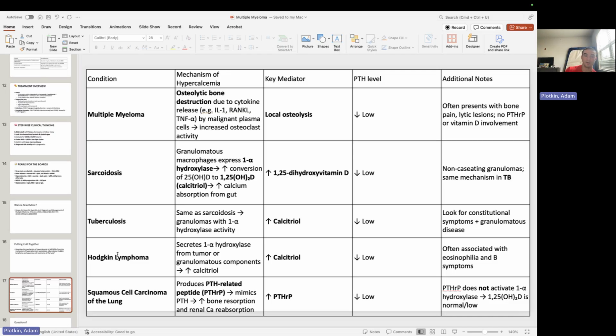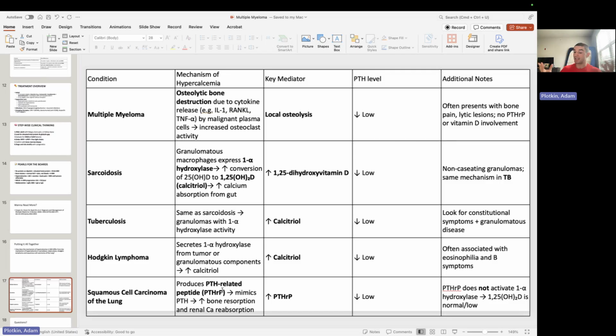And then our last one, squamous cell carcinoma of the lung. So squamous cell carcinoma of the lung is usually a central tumor in the lung that's usually found in older male smokers. And this tumor itself can secrete what's called PTH-RP, or PTH-related peptide. This guy mimics exactly PTH. So it does everything. Go back to the beginning of my video where I talked about PTH. It does everything PTH does, except it doesn't really activate 1-alpha hydroxylase as much.